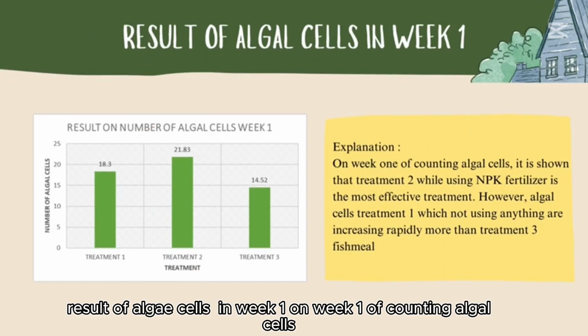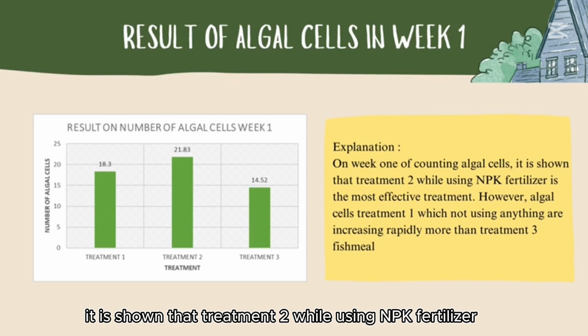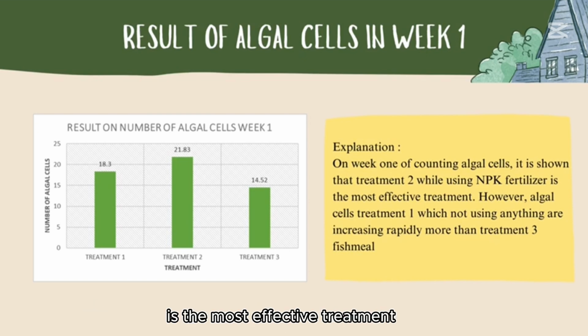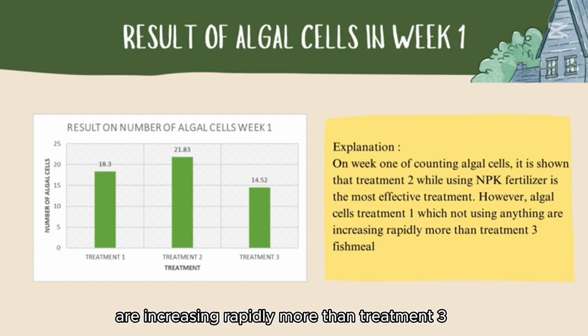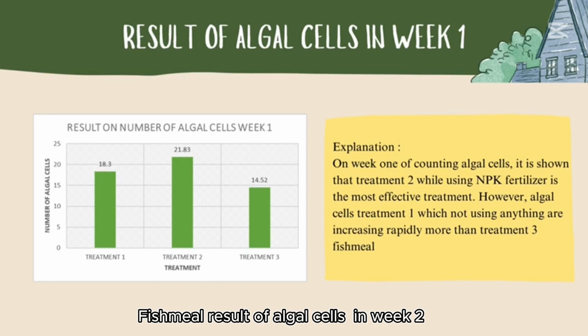Result of algae cell in week 1. On week 1 of counting algae cell, it is shown that treatment 2, which uses NPK fertilizer, is the most effective treatment. However, algae cells in treatment 1, which is not using anything, are increasing rapidly, more than treatment 3 with fish meal.